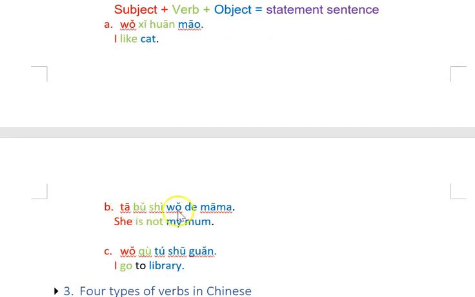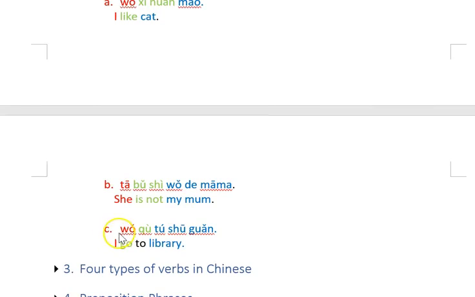Let's look at another example. 她不是我的妈妈. 她 is the subject, she. 不是 is not, which is the verb of that sentence. 我的妈妈, my mom, is the object.